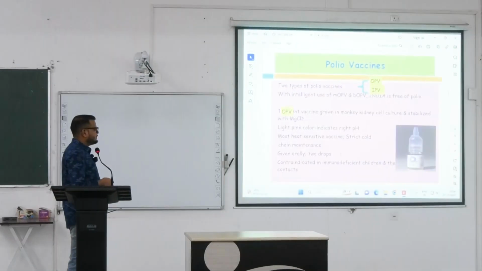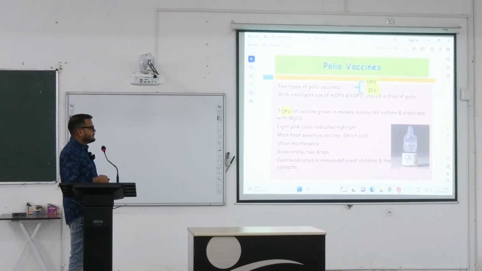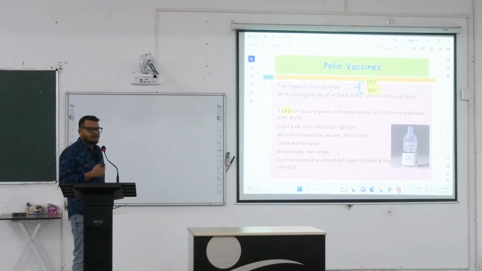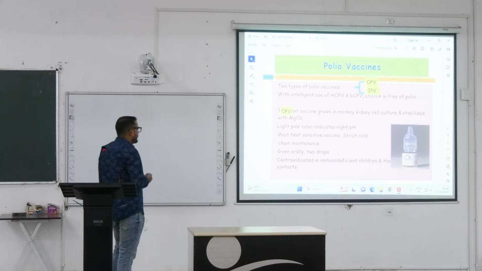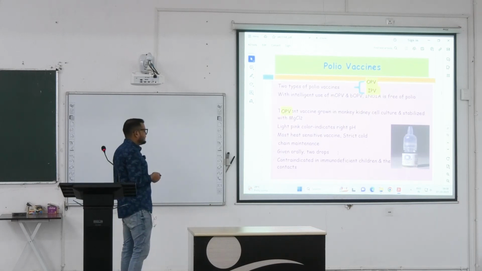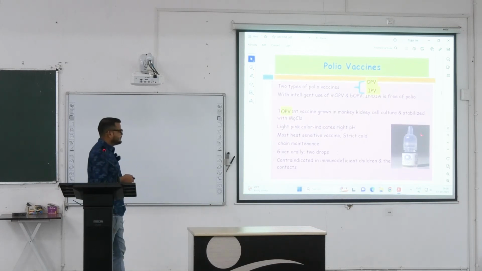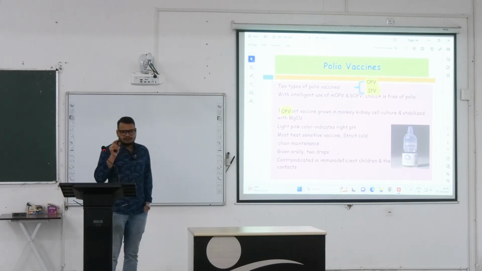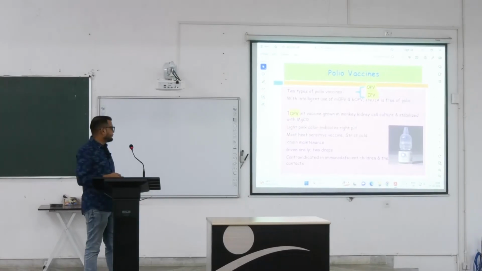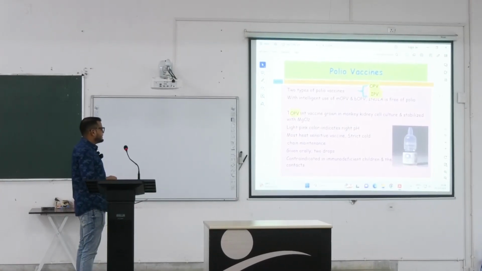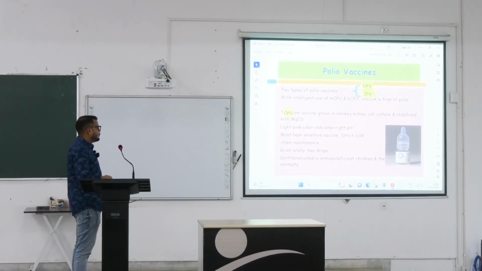So it depends, India is free of polio, it depends on the success of oral polio vaccination every year. So it is light pink color indicates right pH. If the color is pink, you check the polio vaccine. If the color is pink, then its pH is okay. Most heat sensitive vaccine, strict cold chain maintenance is very important.